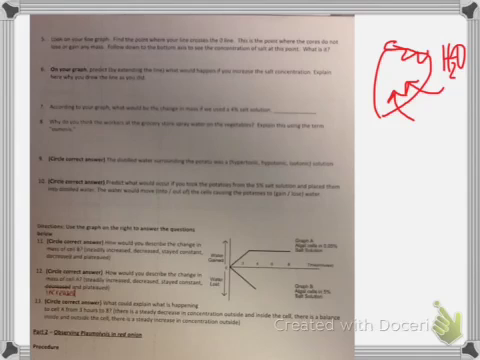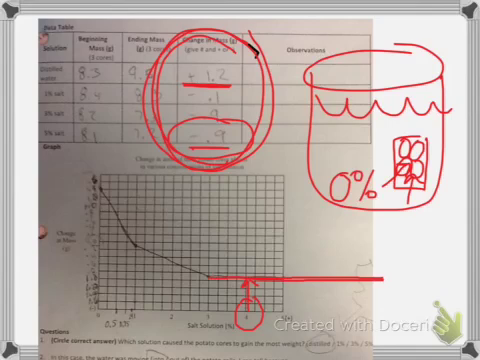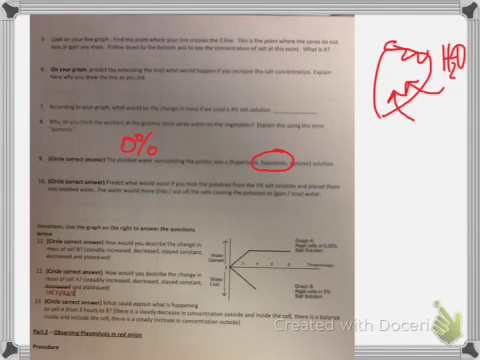Number 9, the distilled water surrounding the potato is hypotonic. Obviously, there's not a lot of solute in distilled water. It is a 0% concentration. Number 10, predict what would happen if you took the potatoes from the 5% salt solution and placed them into distilled water. We should get results similar to what happened here. Again, because it's distilled water, not a lot of solute, but in our potatoes, that starch is going to stay in there. So we should have water move into the cells, causing them to gain, just like our lab.